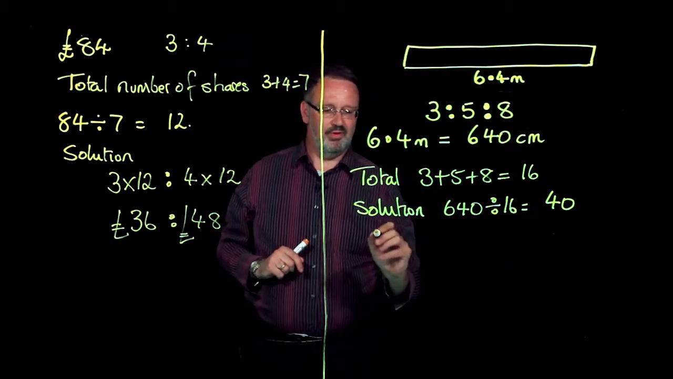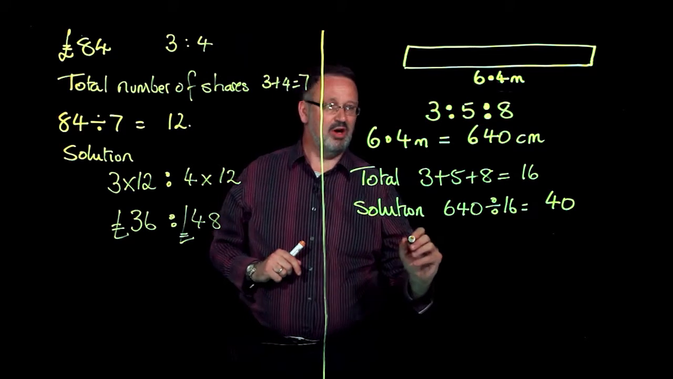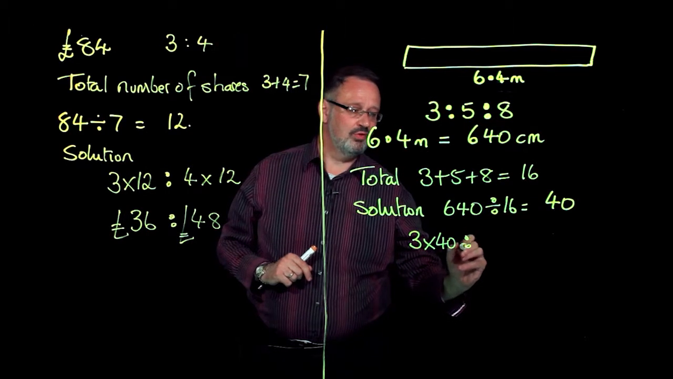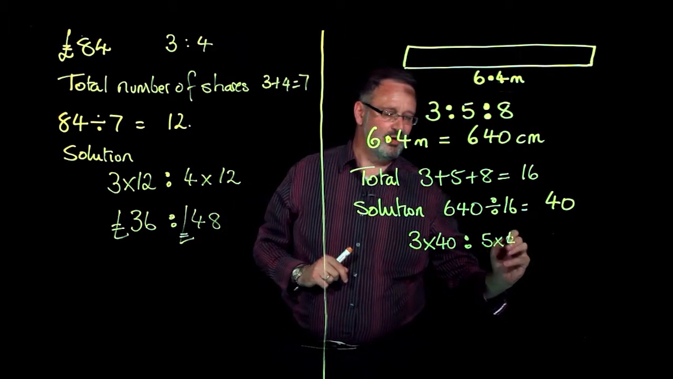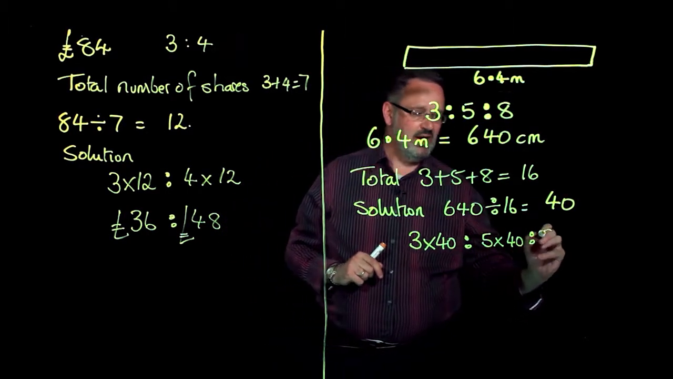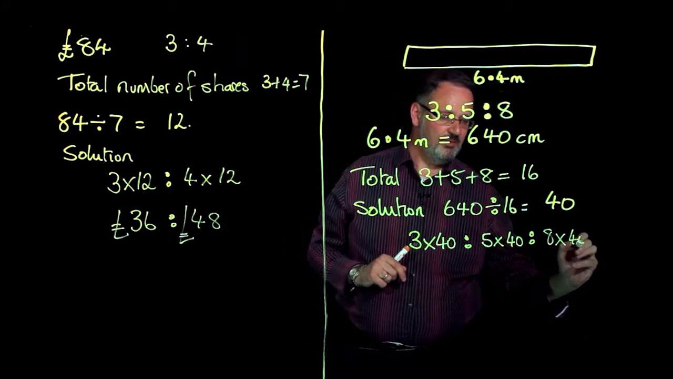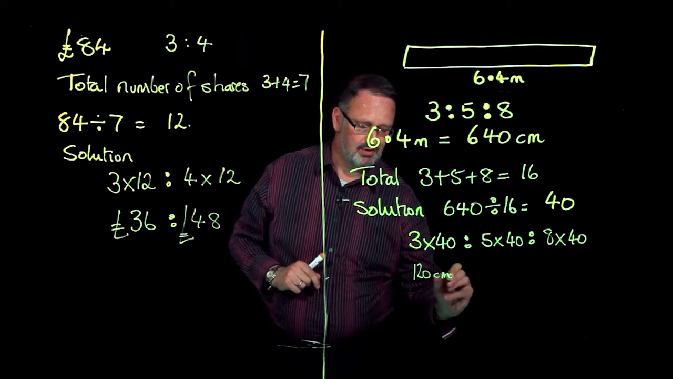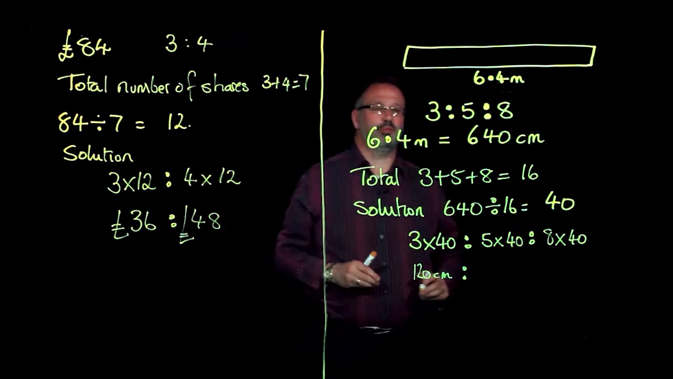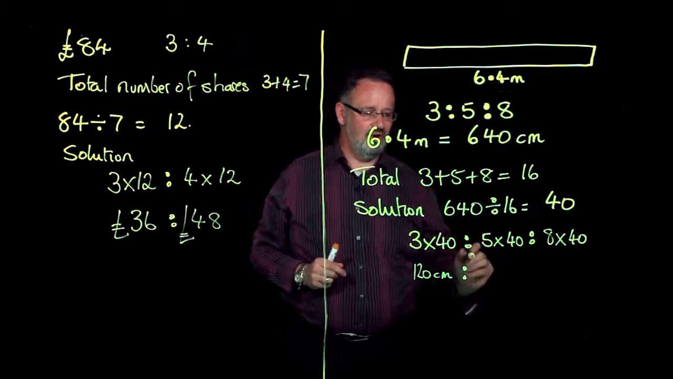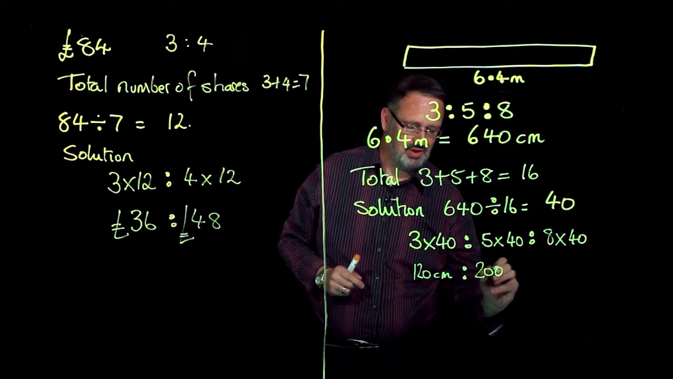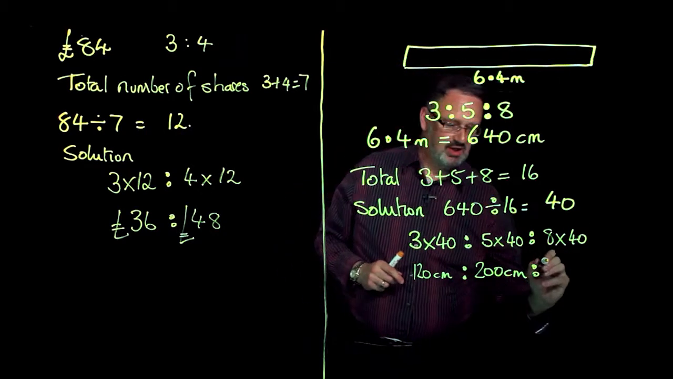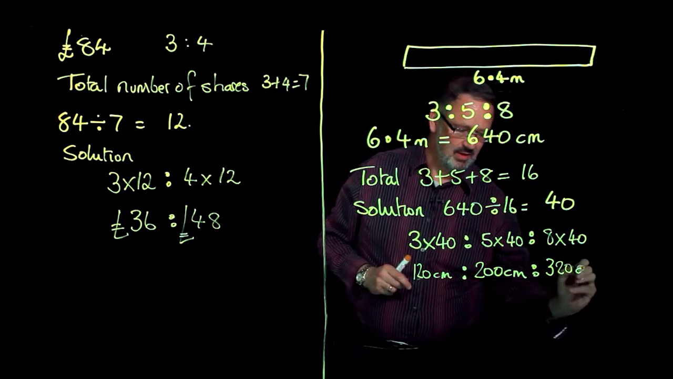So this solution becomes 3 times 40 to 5 times 40 to 8 times 40. 3 times 40 is 120 centimetres, my first piece of the plank, the first section. 5 times 40 is 200 centimetres. And the last one, 8 times 40, is 320 centimetres.